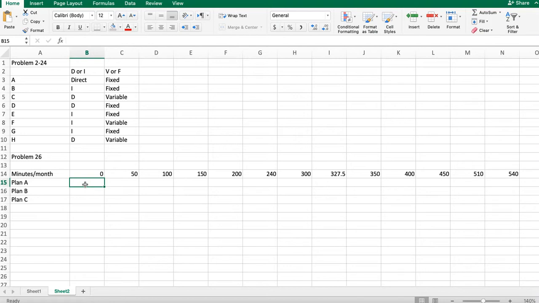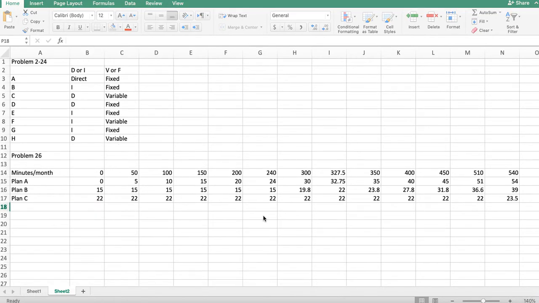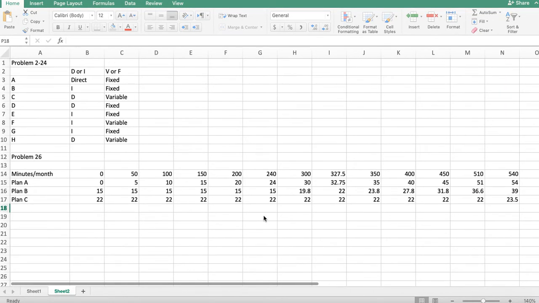Okay, so if we set it up this way, plan A for 0 minutes is going to be 0. For plan B, it would be $15. And for plan C, it would be $22. And you can go through and calculate that. It's just based on the information given in the problem. Okay, so I paused the video and went in and filled in these numbers. And again, these are just calculations based on the data given in the problems. You have something similar in your homework where you're going to be looking at variable and fixed cost and how those change over time.